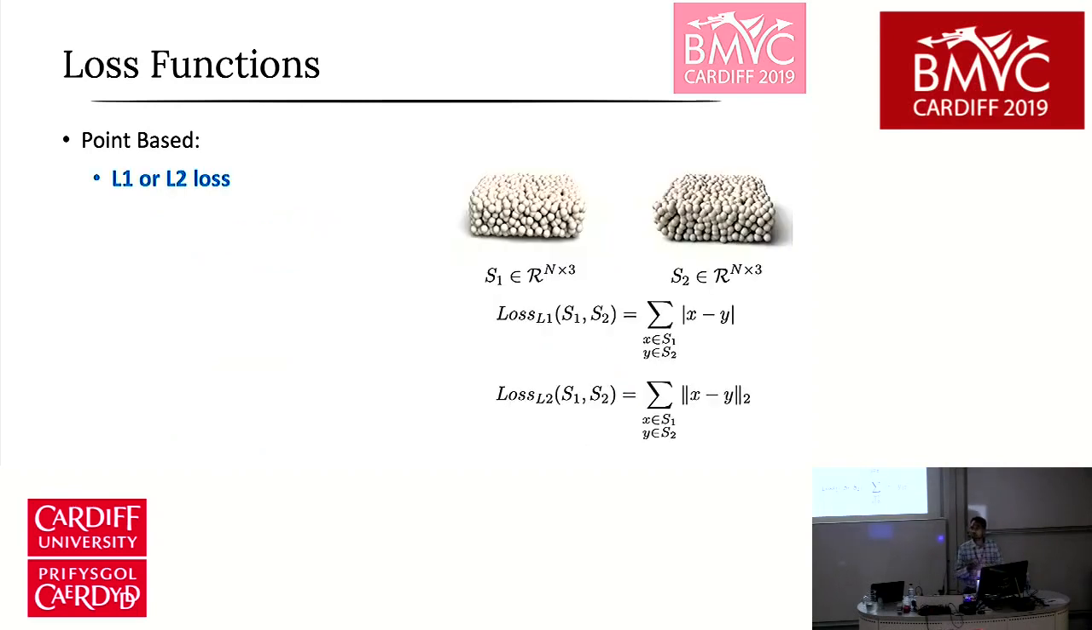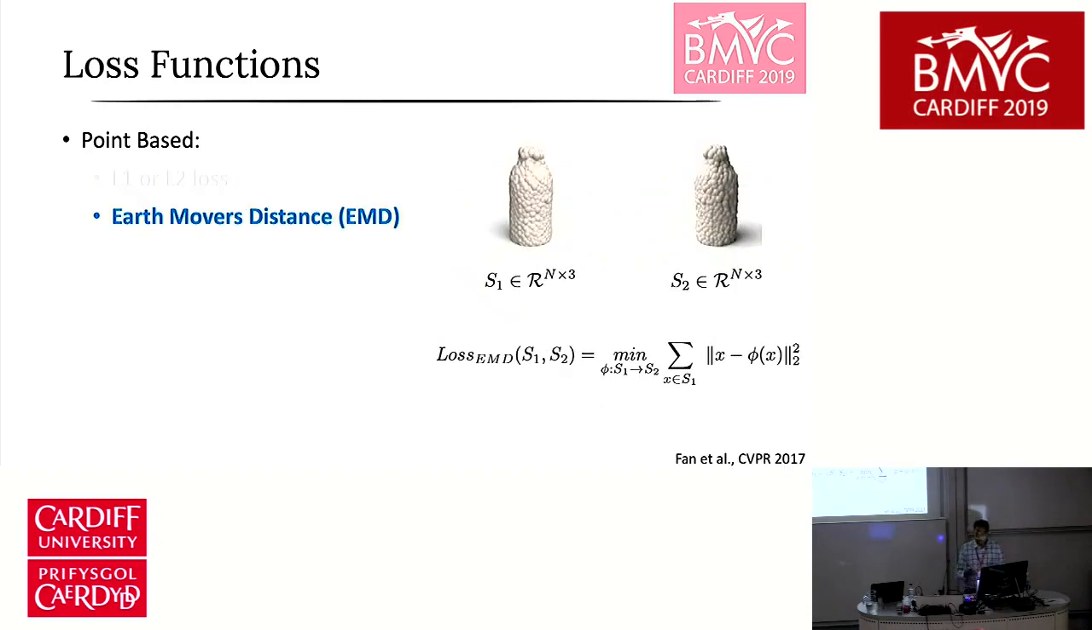L1 or L2 loss is perhaps the most common point-based loss function. It requires one-to-one correspondences and the cardinality of the point sets to be the same. It then computes the Euclidean or absolute distance between the point sets. Earth mover's distance is similar to L2 in the sense that it requires the cardinality of the point sets to be the same. However, it then solves an optimization problem where it computes a bijection between the point sets. This step is usually quite expensive and often approximated.